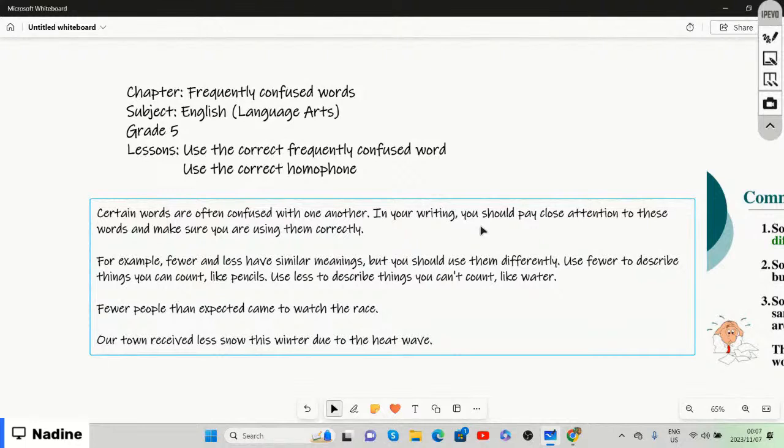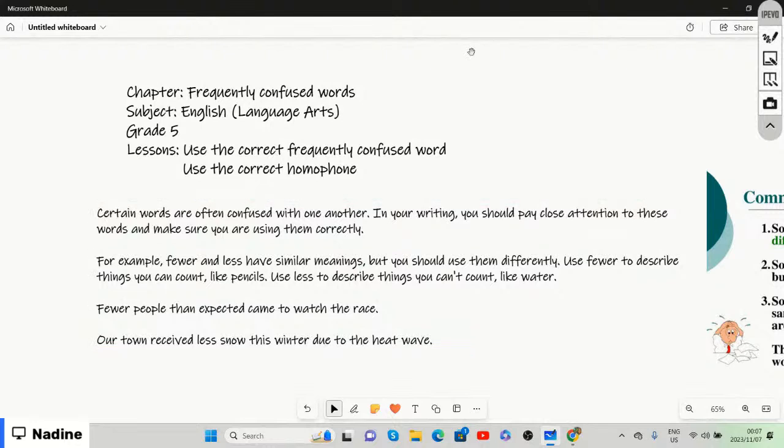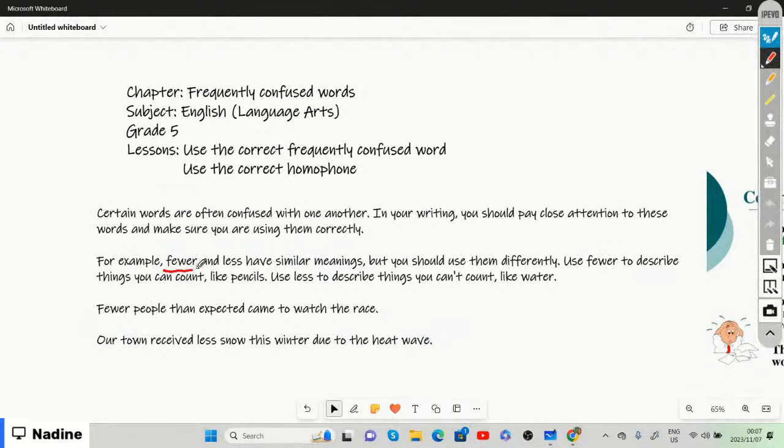For example, if we use fewer and less. Both fewer and less have the same meaning. Usually, fewer or less means that you don't have much. So that is basically what it means.